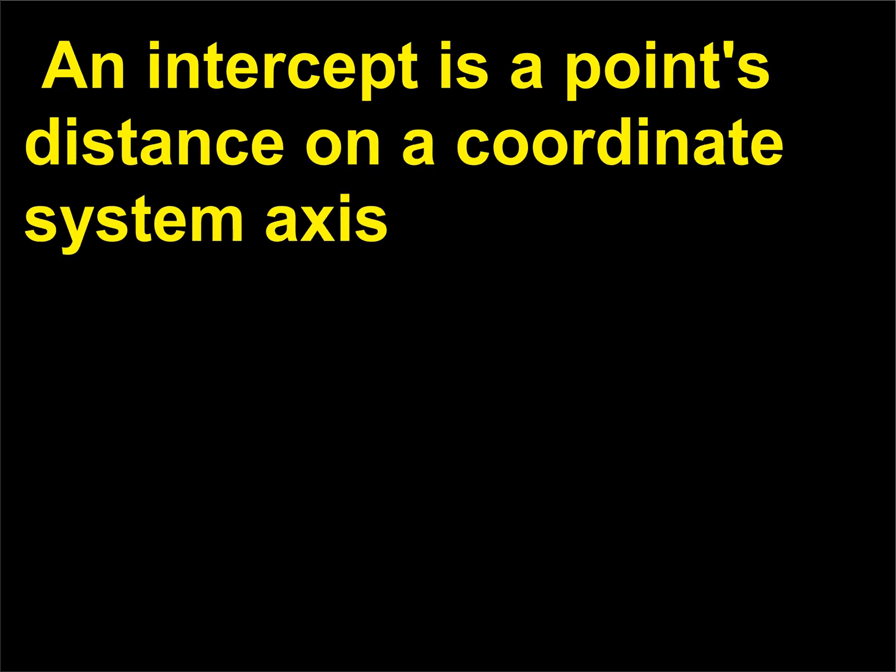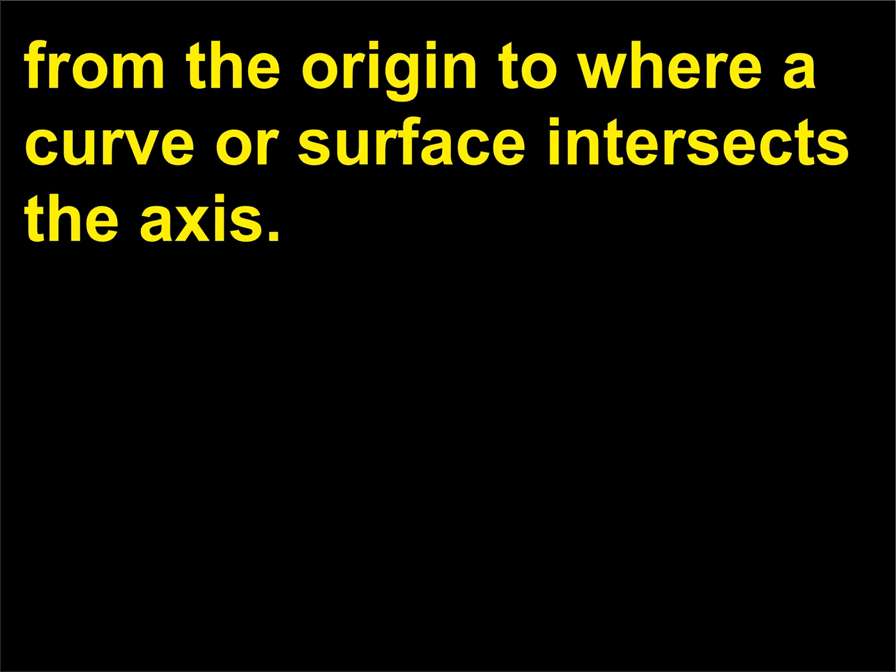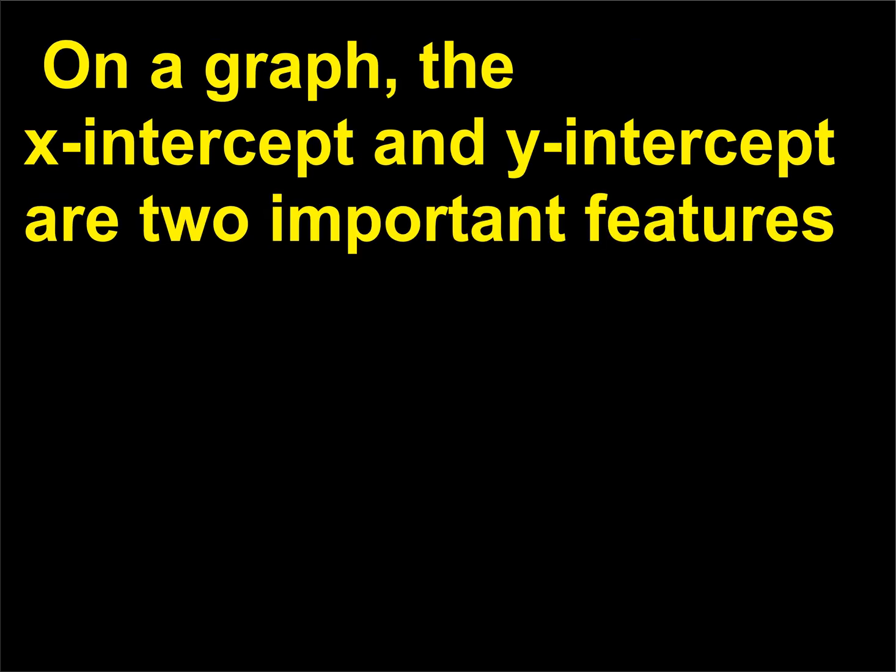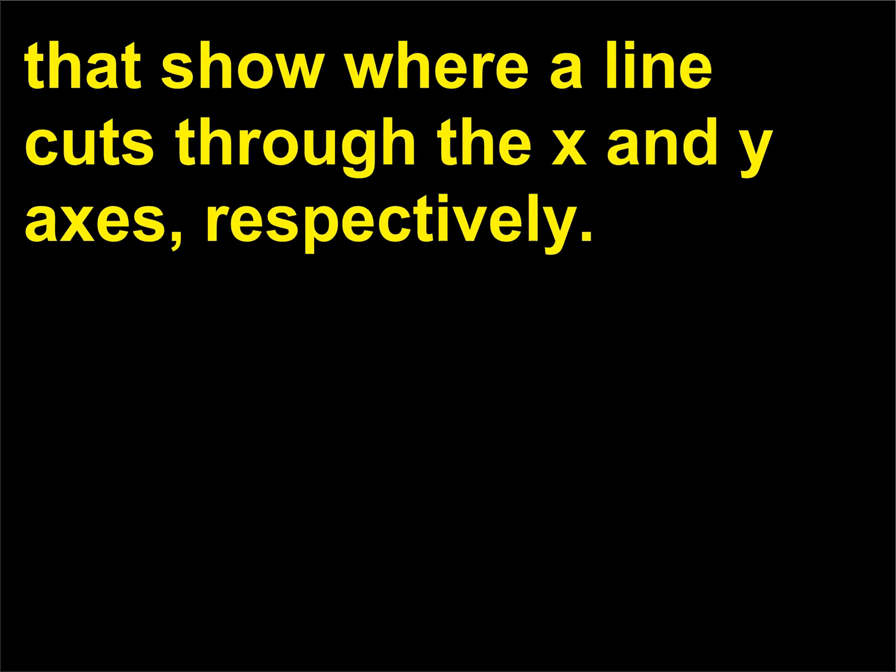An intercept is a point's distance on a coordinate system axis from the origin to where a curve or surface intersects the axis. On a graph, the x-intercept and y-intercept are two important features that show where a line cuts through the x and y axes, respectively.